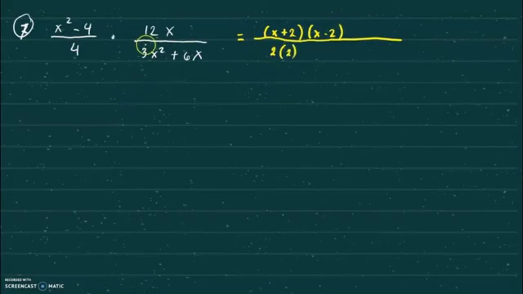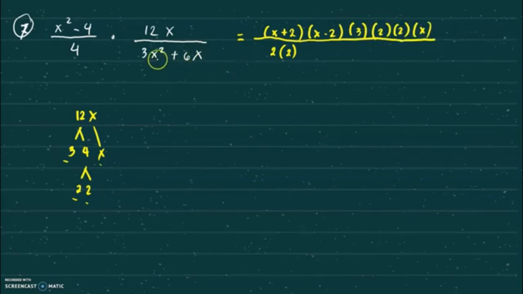Okay, now let's go to 12x. Now, prime factors of 12x. So we have here 3 times 4 and then x. 4, we have 2 times 2. 3 is prime, 2 is prime, and x. So the prime factors of 12x are 3 times 2 times 2 times x. Okay?